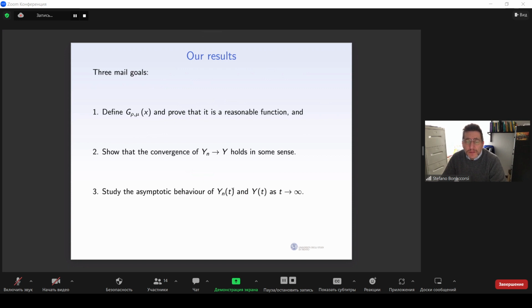So we need to give sense to these steps. We need to define this function, prove that it is somehow reasonable, that we can use it in order to define a Volterra process, show the convergence of the sequence of empirical means to this process. And finally, what we are most interested in is to study the asymptotic behavior of these processes as t goes to infinity.